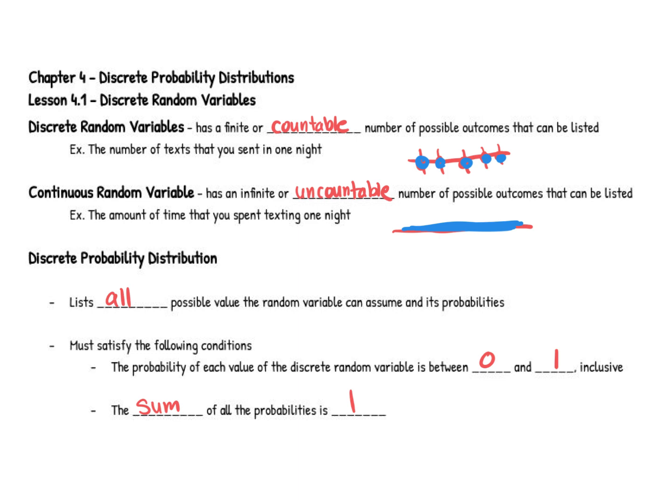So for a discrete probability distribution, you list all possible values the random variable can assume and its probabilities. It must satisfy the following conditions. The probability of each value of the discrete random variable is between 0 and 1 inclusive, so it can be 0 and it can be 1. The sum of all probabilities is 1.